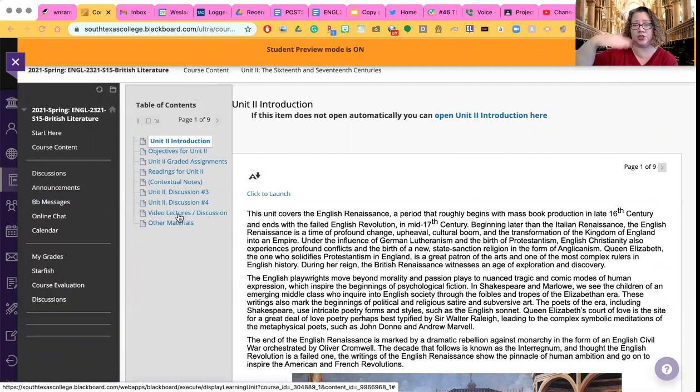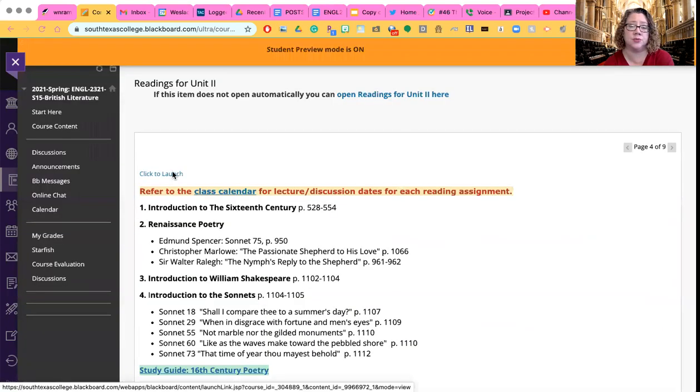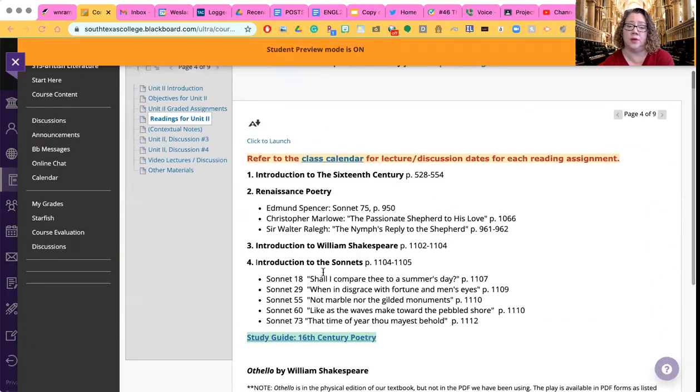I'll be organizing each unit exactly the same way so that you can always find what it is that you're looking for. But if we go to the readings for Unit 2, so 1 and 2 are the ones for Tuesday, and then 3 and 4 are the ones for Thursday next week. So you'll be reading the background in the 16th century, and then these are the poems that you need to read for Tuesday. I will talk about them, but you should do a solid analysis of them so that you can ask any questions that you have.